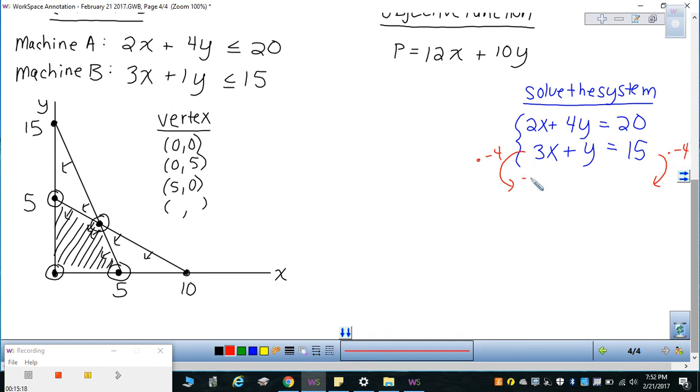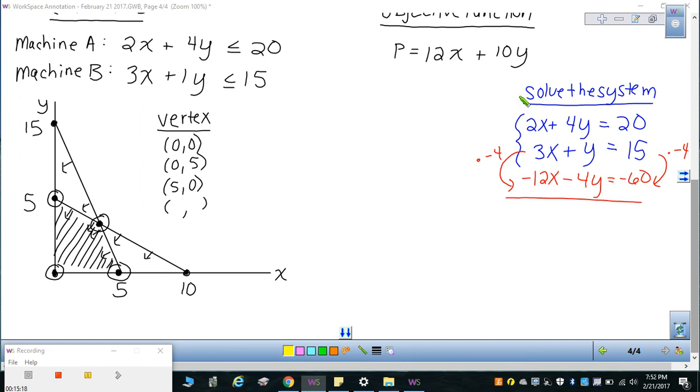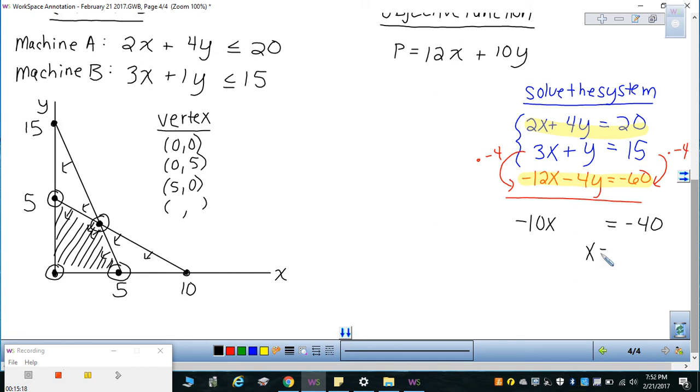So that would give me -12x minus 4y equals -60. I'm going to go ahead and highlight now the 2 equations that I'm adding together, the top equation and the new version of the second equation. When we put the x's together, we get -10x. The y's are going to cancel. On the other side, it's equal to -40. Divide both sides by -10, we get x equals 4.